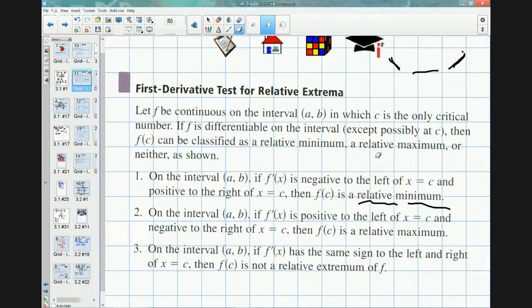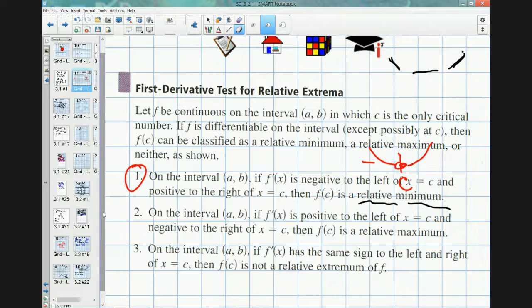Look at number 1. It says, on the interval AB, if the derivative is negative to the left of C and positive to the right. If it's negative to the left, see, it's going down. So let's just say this is C. It's negative here, going downhill, and afterwards it's positive. Well, then guess what? This point is going to be a relative min. This is real pretty obvious stuff, isn't it?